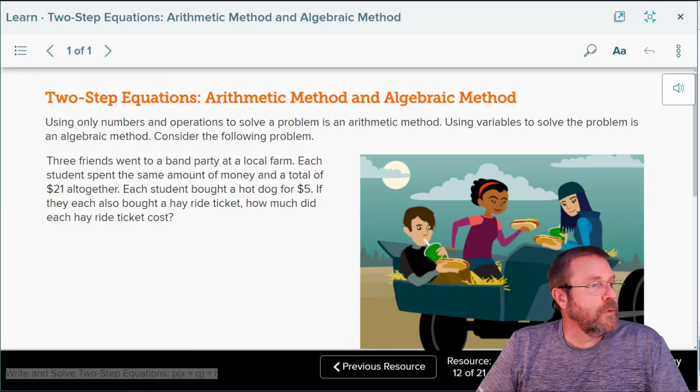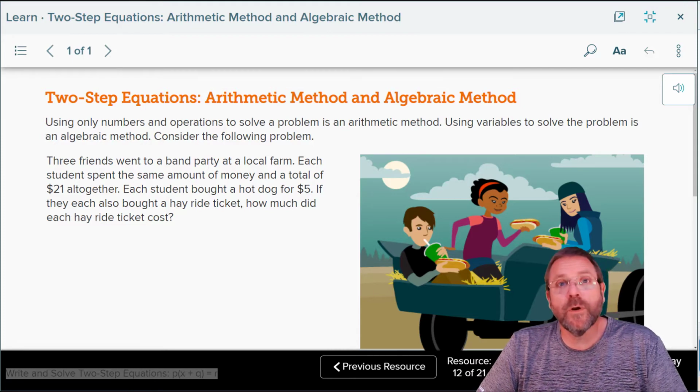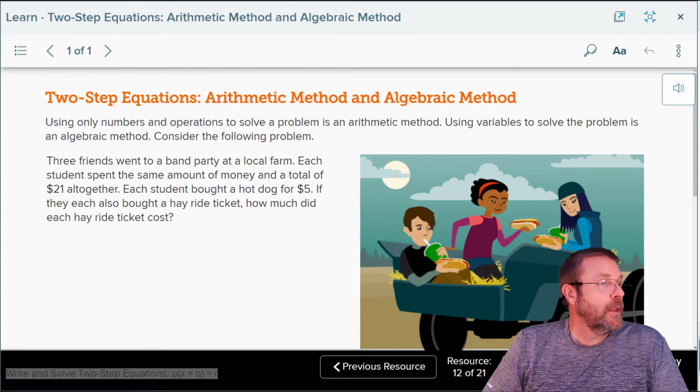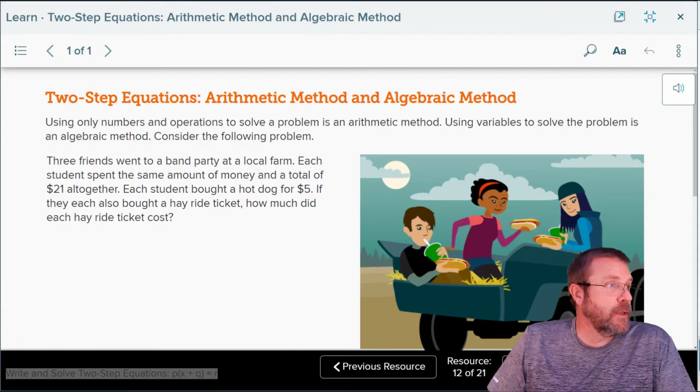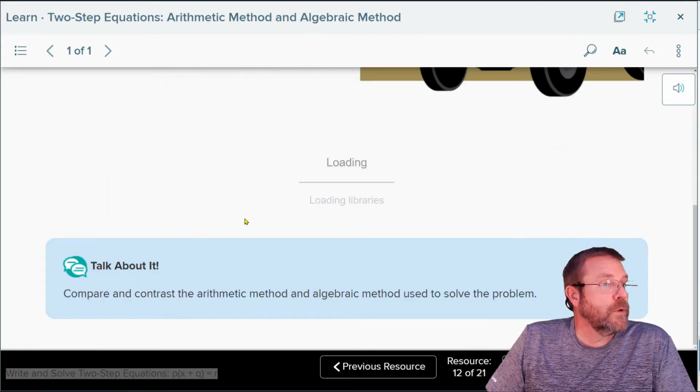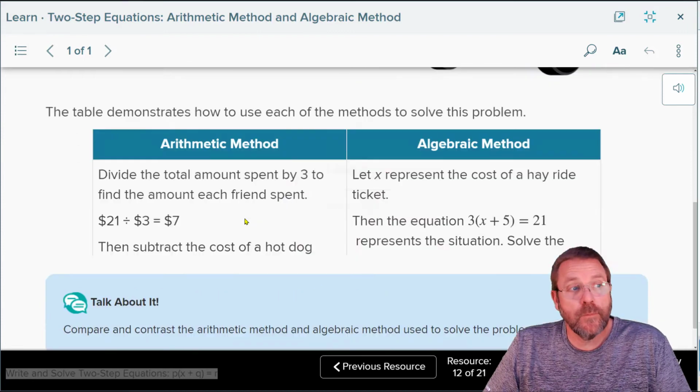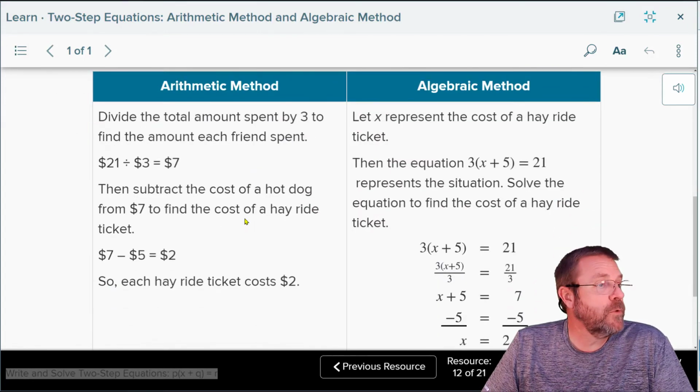3 friends went to a band party at a local farm. Each student spent the same amount of money and a total of $21 altogether. Each student bought a hot dog for $5. If they each also bought a hayride ticket, how much did each hayride ticket cost? Well, you could solve it using either, like we said, the arithmetic or the algebraic approach.